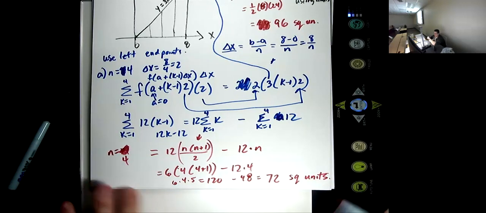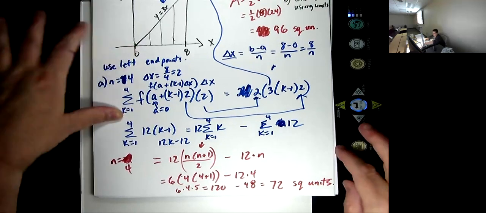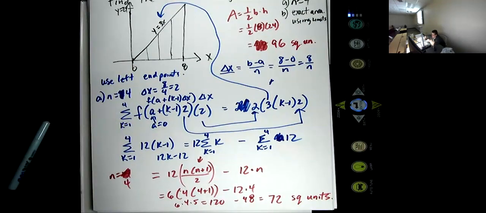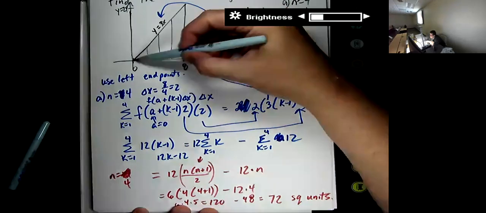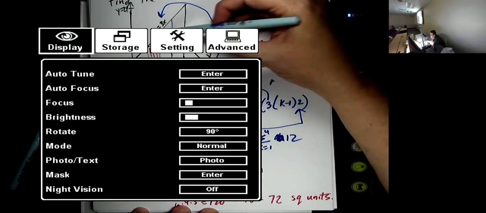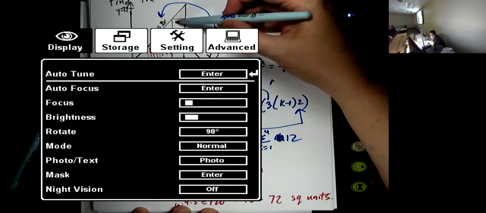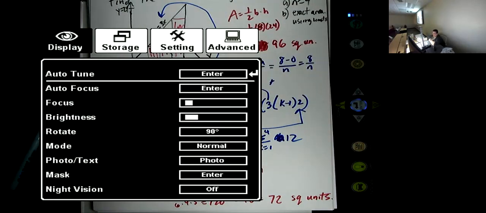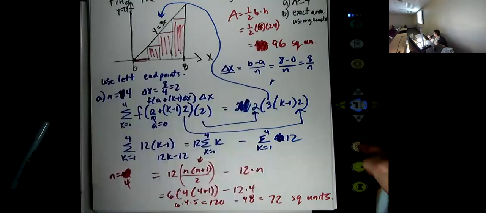So it underestimated. And this is only the approximate area. Yeah, we use left endpoints. So with the picture, our first rectangle is actually 0. Our second rectangle is that. So we can see that we're less than the actual area. I hit the menu button, sorry. We can see that we're less than the actual area.